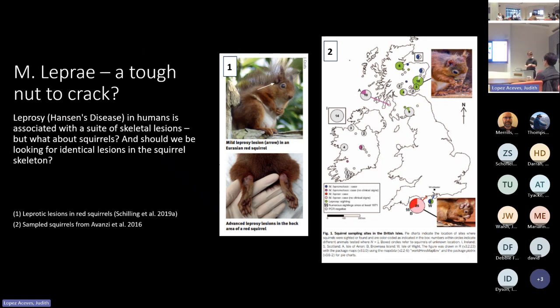In the complications of M. leprae infection in red squirrels, they found that the symptomatic cases, because not all positive cases were symptomatic, presented similar soft tissue lesions as we see in humans. This includes the cutaneous swellings on the ears and on the snout, as well as alopecia or hair loss, and ulceration on the hind limbs.